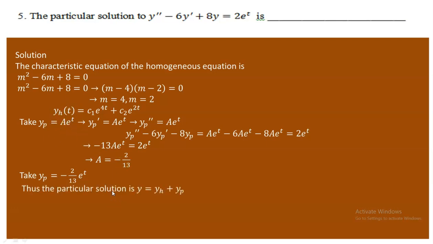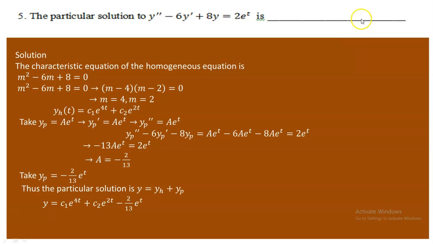So the solution is going to be the y homogeneous plus y particular. I mean, this is a general solution, students. This is a general solution. Actually, it says particular, but make it general, students. General solution, okay? So the general solution is going to be the sum of the two: c1 e to the power of 4t plus c2 e to the power of 2t minus 2 over 13 e to the power of t.